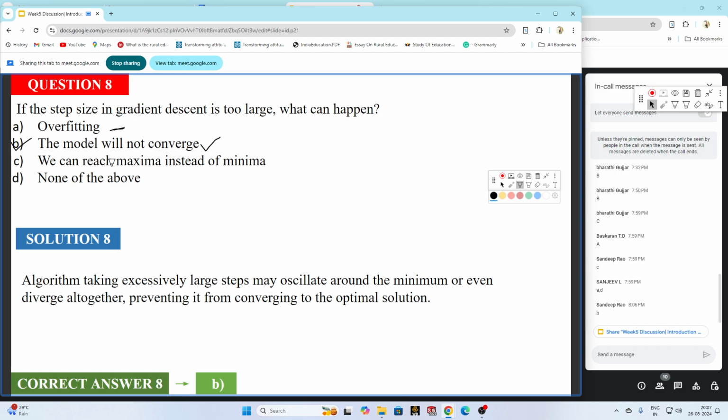We can reach maxima instead of minima. Again, this we cannot tell, maybe, maybe not, but the model will definitely not converge because our step size is very large, so we will keep on oscillating instead of finding the local minima.